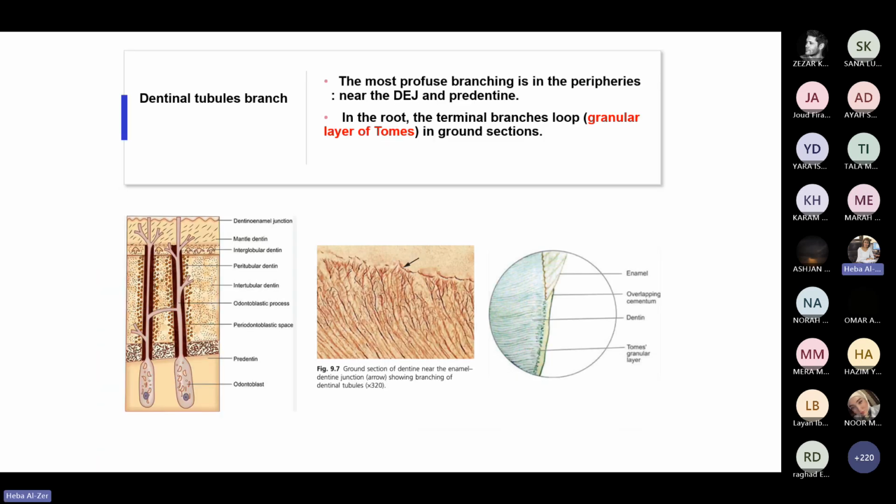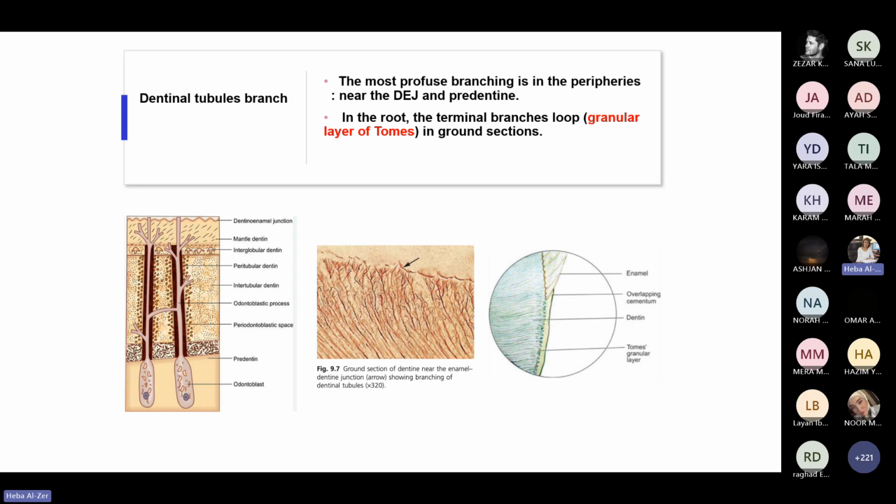These tubules don't go just in a straight line inside the dentine. So, as you can see here, they branch the whole way. They have lateral branches between tubules, and they have terminal branches. They branch at the end or the terminus of the dentine, whether it's near the enamel or near the cementum. So near the enamel, you can see at the dentino-enamel junction a lot of terminal branches like a tree.